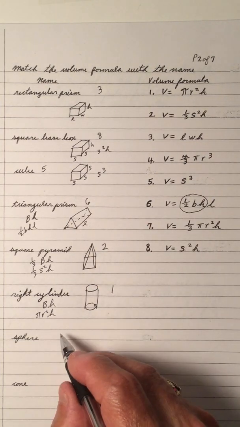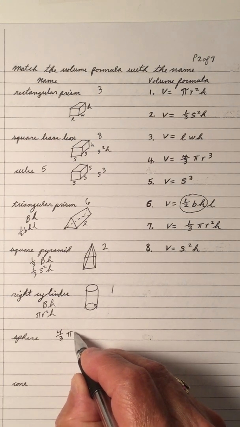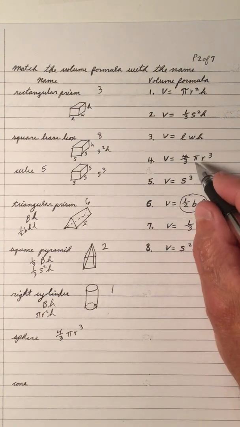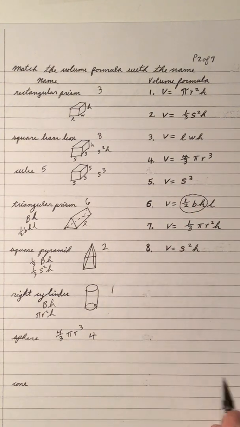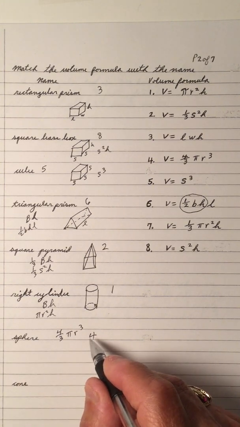A sphere is 4/3 pi r cubed. Something you have to memorize. It's number 4. You have to memorize a sphere because you didn't develop it as base area times height, so it's 4/3 pi r cubed.